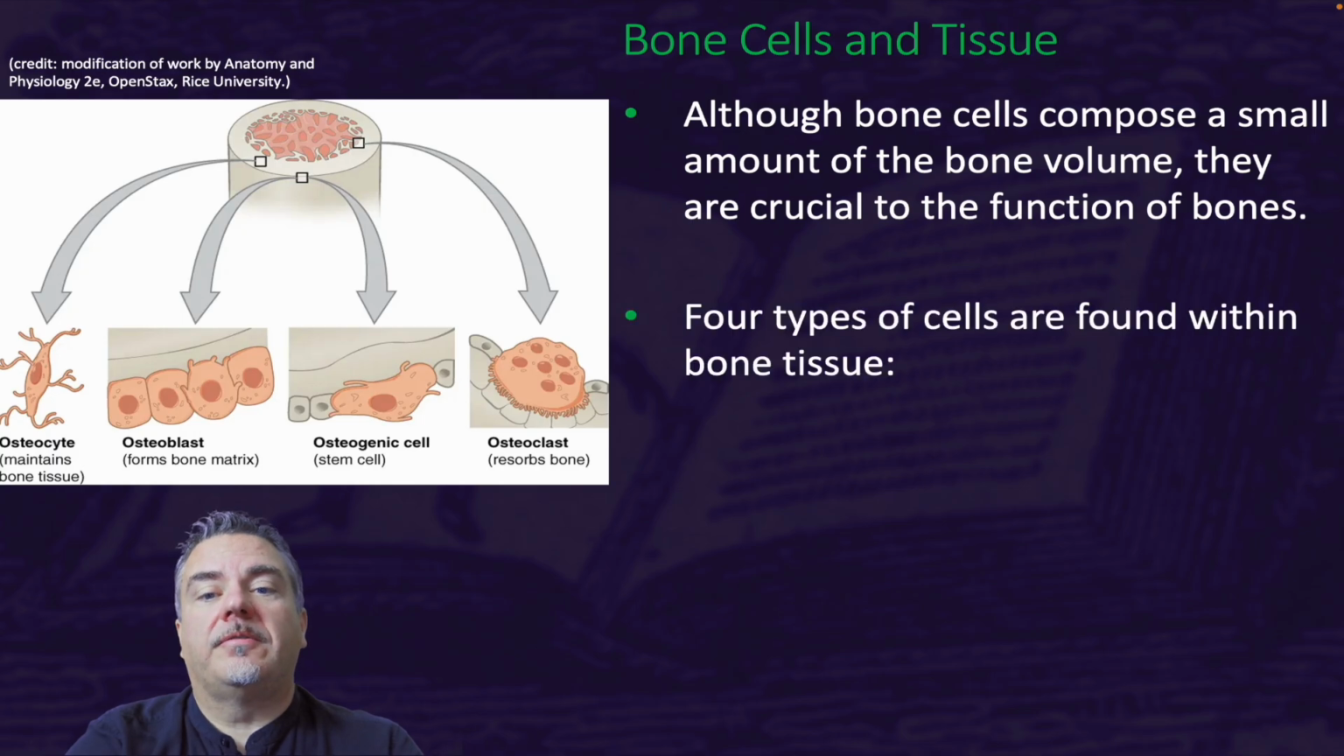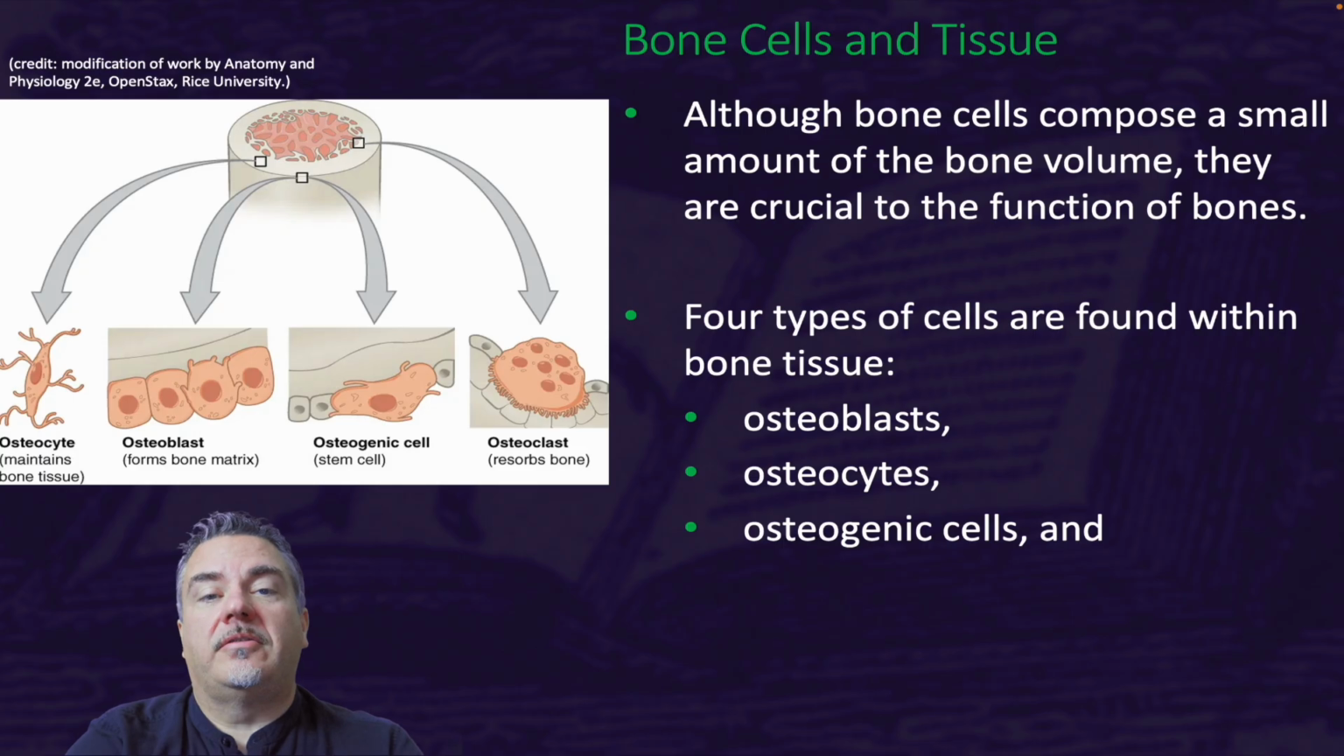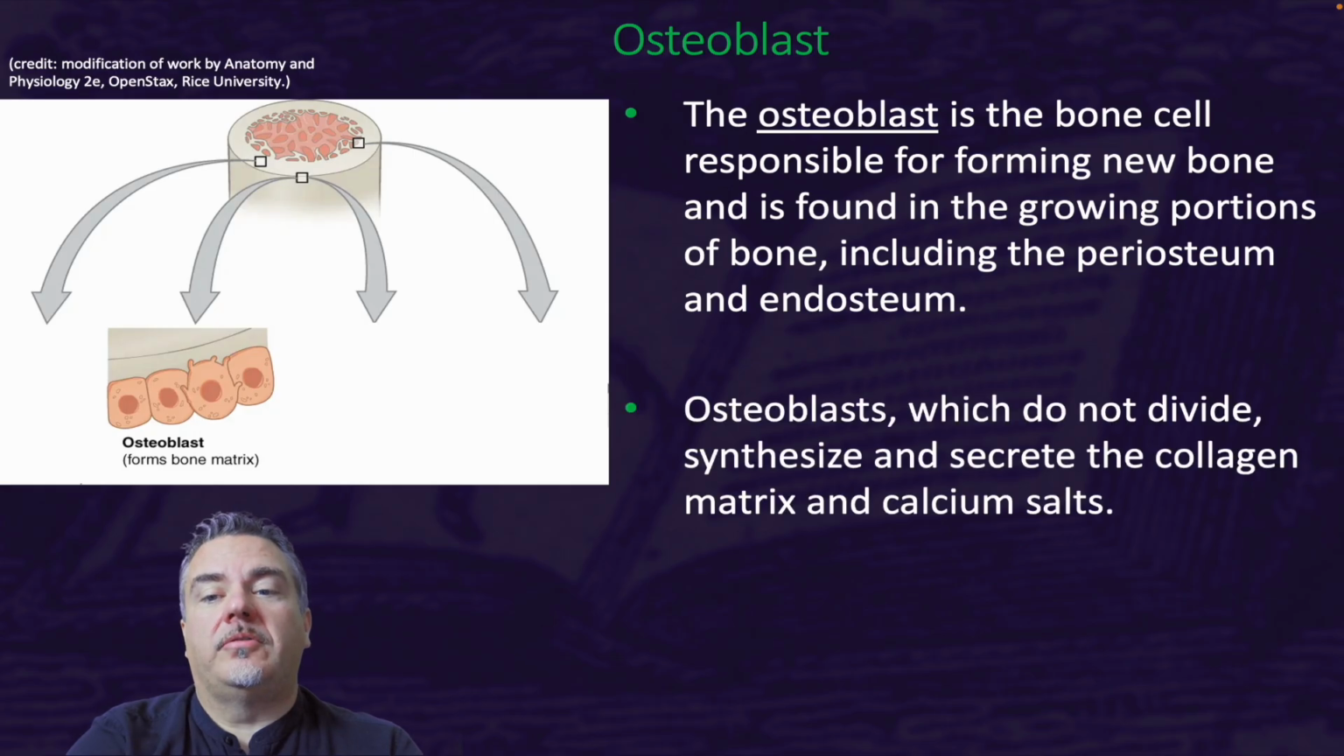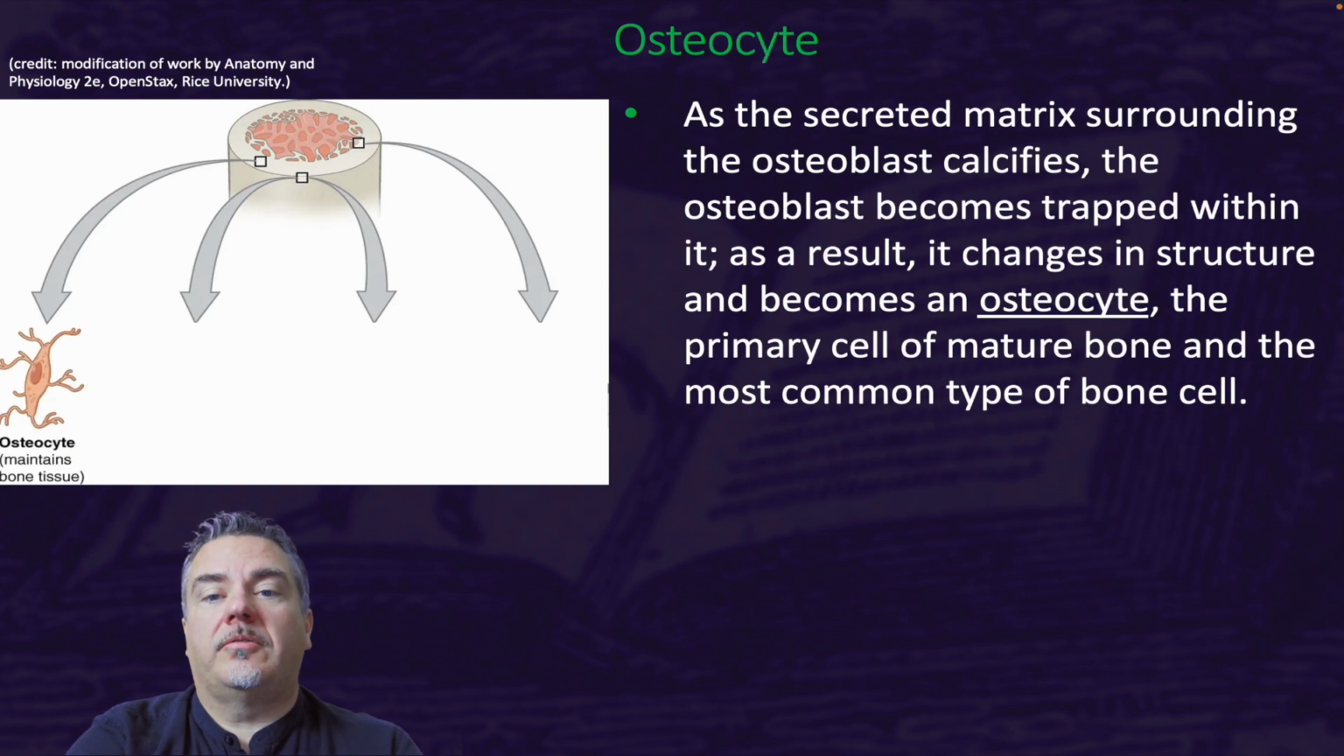Four types of cells are found within bone tissue: osteoblasts, osteocytes, osteogenic cells, and osteoclasts. The osteoblast is a bone cell responsible for forming new bone and is found in the growing portions of bone, including the periosteum and endosteum. Osteoblasts, which do not divide, synthesize and secrete collagen matrix and calcium salts. As the secreted matrix surrounding the osteoblast calcifies, the osteoblast becomes trapped within it.